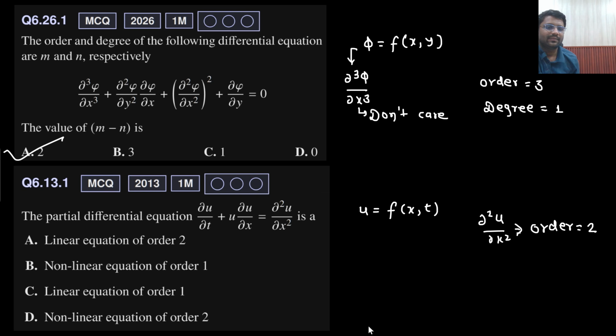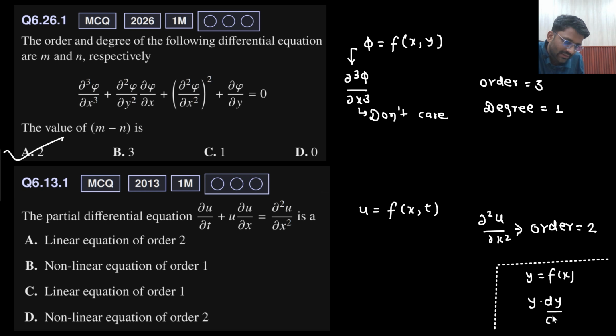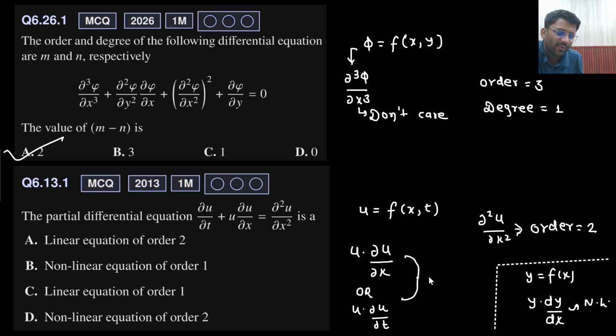Sir, what about linearity? I remember in my ordinary differential equation, if y was a function of x, then y times dy by dx would create a problem in the linearity. It will become non-linear. Similarly here, who is my dependent variable? u is my dependent variable. So u multiplied with the partial derivative of u, whether with respect to x or with respect to t, both will introduce the non-linearity.